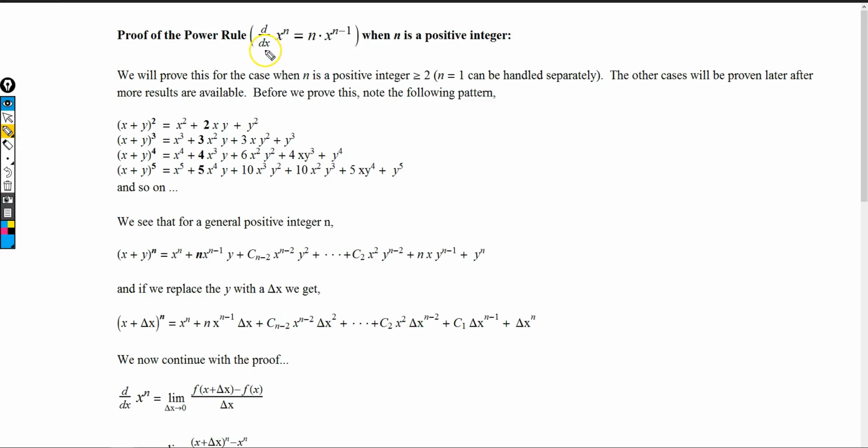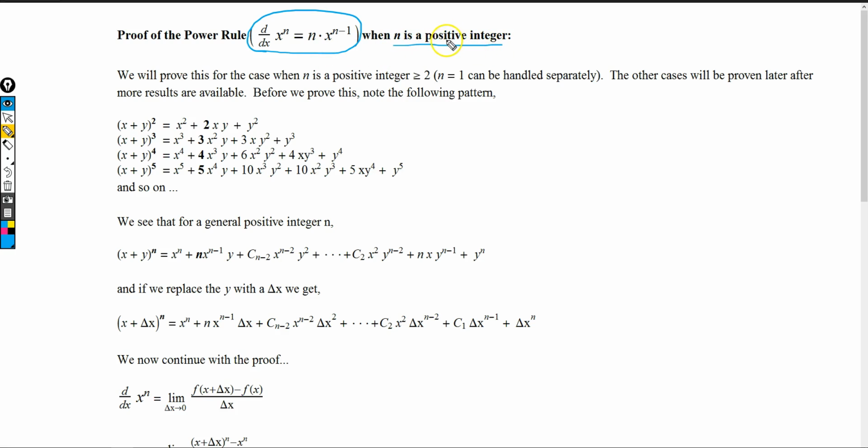We're now going to take a look at the proof of the power rule when n is a positive integer. So remember, the power rule states that the derivative of x to the n is n x to the n minus 1. All you do is drop a copy of the exponent down in front of the x and then subtract 1 from the exponent, and that gives you the derivative of x to the nth power. Now we're going to prove this for n being a positive integer.